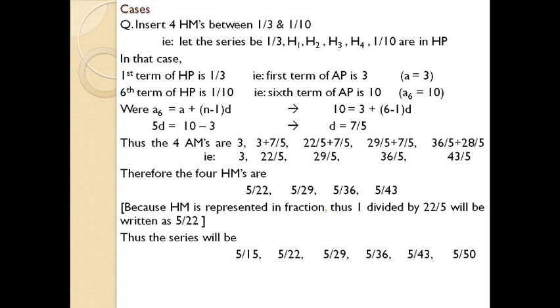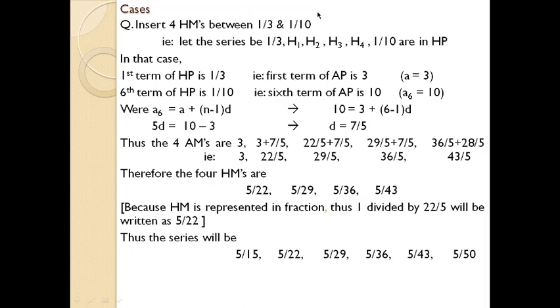Thus, the series will be as follows. We already found the answer, because in the question you need to find 4 harmonic means. Here we have found the 4 harmonic means, and this step I have written here just for clarification, because in the question it is said that the two numbers are 1 by 3 and 1 by 10. And we already found the 4 harmonic means as 5 by 22, 5 by 29, 5 by 36, 5 by 43. From this series itself, we can understand that the common numerator is 5.